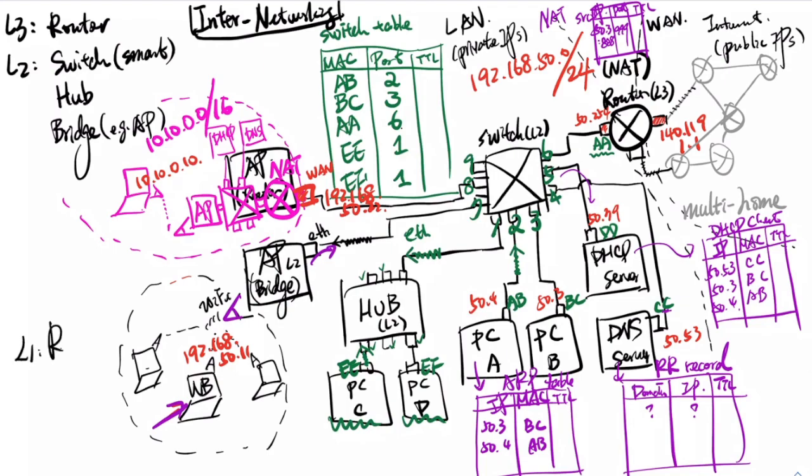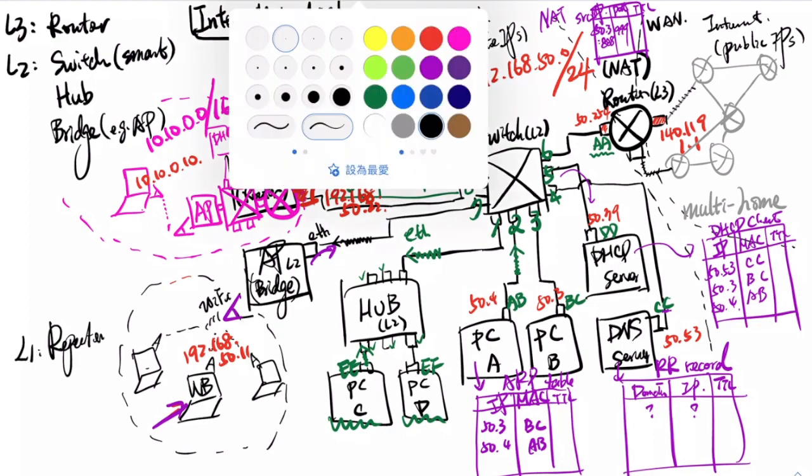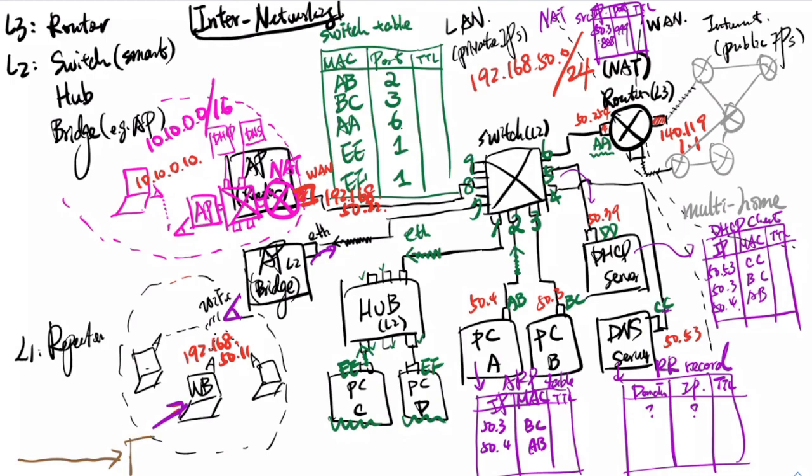Layer 1 is called a repeater. When you send a signal on a line, there might be some noise, right? So when the repeater receives the signal, it will amplify the signal again and send it to the right hand side. But as you know, signals may have noise. So when you amplify the signal, you amplify the noise as well. So a repeater is not a very good device.